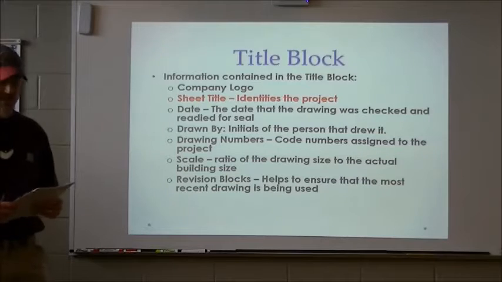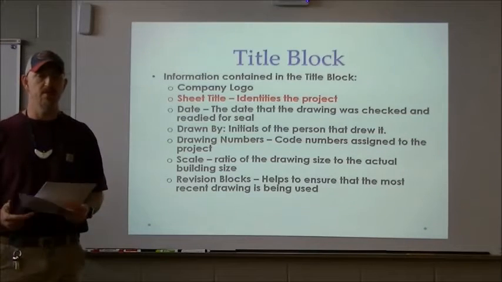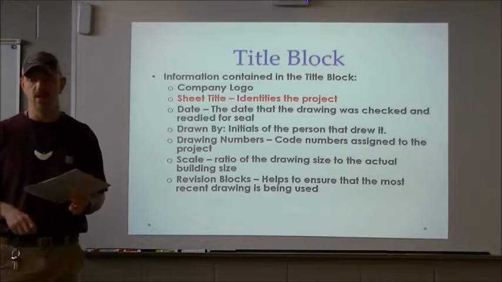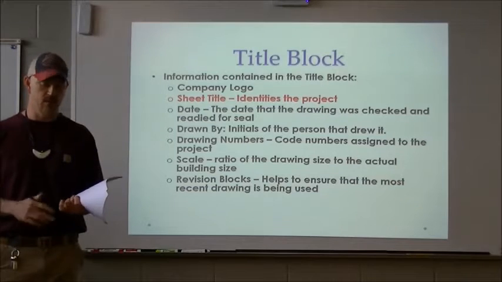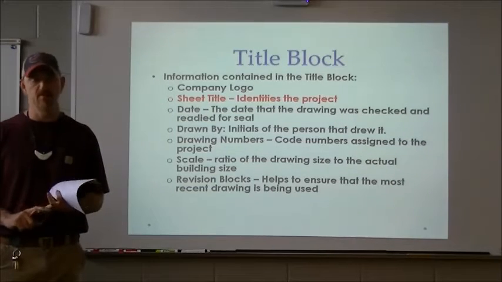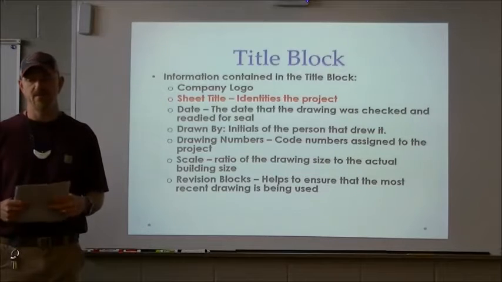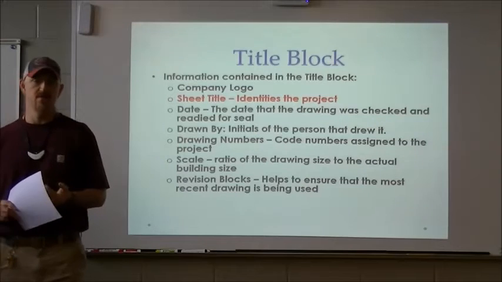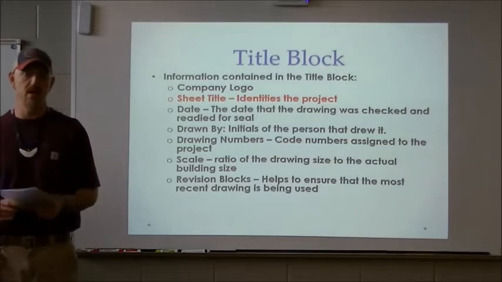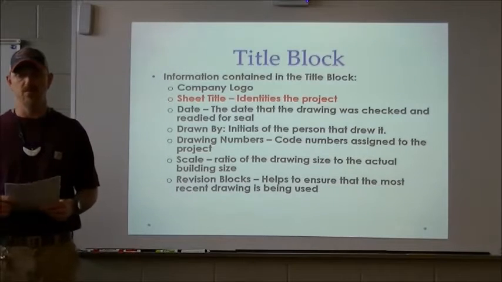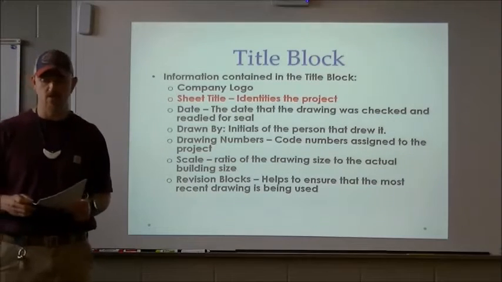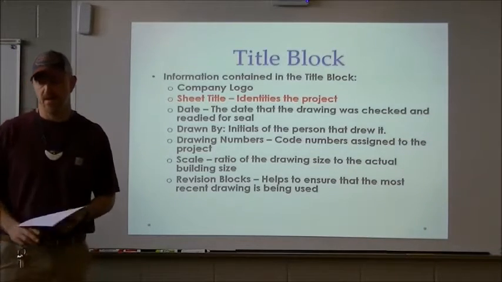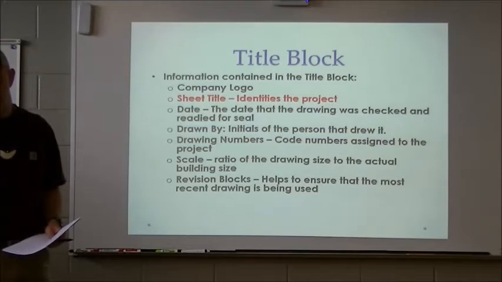The information contained in the title block would have the company logo. The company that prepared the drawings would have their logo. The title of the sheet, whether it's a structural drawing or foundation plan or electrical plan, it would have the title on there. The date the drawing was checked and ready for seal. It has the initials of the person that drew it. The drawing number, which is a code assigned to the actual drawing. It'll have the scale and the revision blocks on it. We're going to talk about these just a little bit.